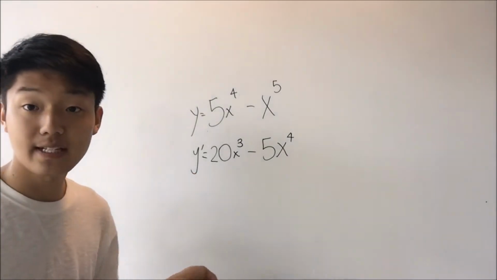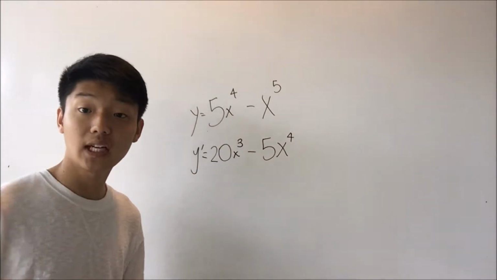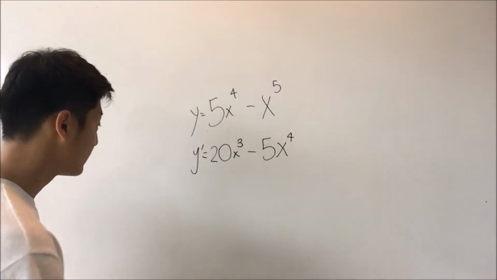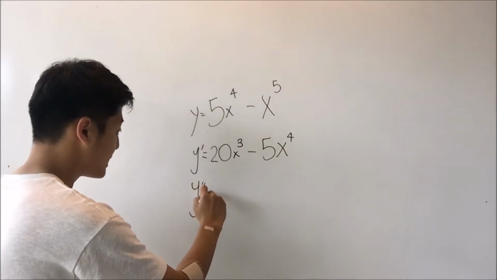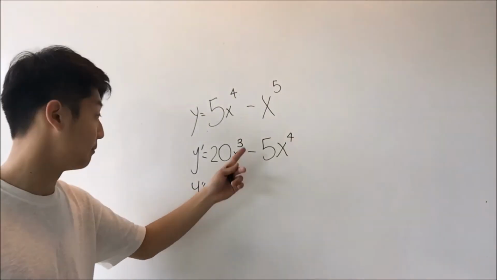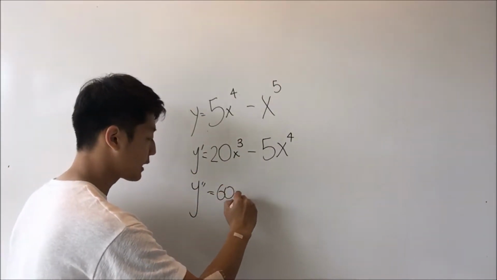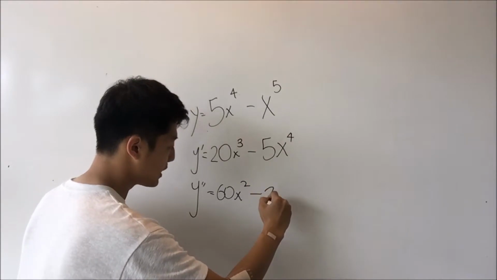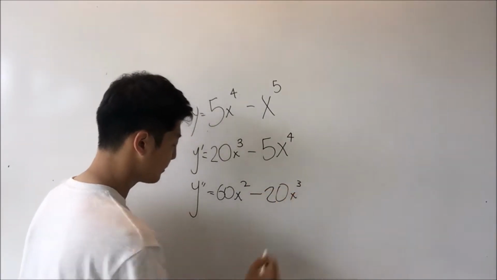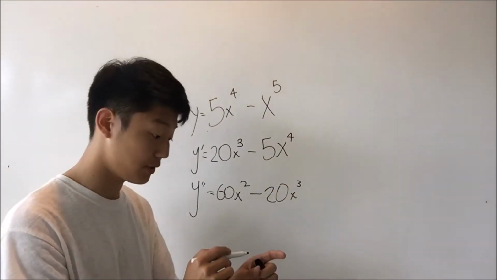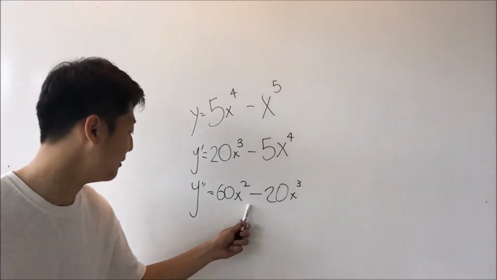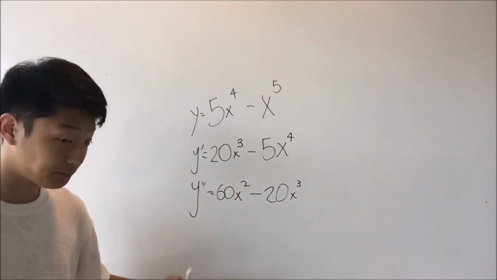Now, because I said the curvature or the concavity occurs at y double prime, I have to differentiate this again. 3 times 20 will be 60x squared minus 20x to the 3rd. I trust you guys to know this already. So we got this, right?